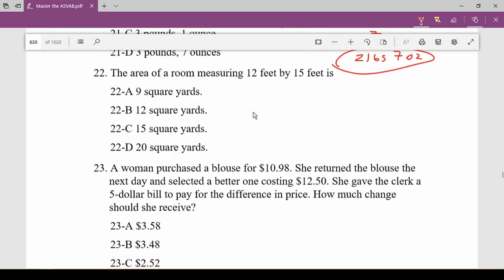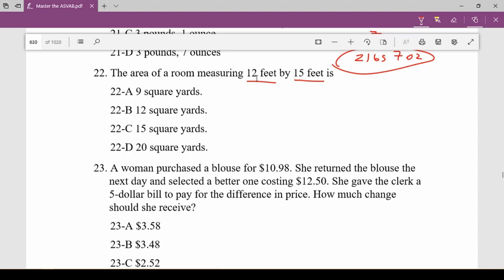All right, number 22. The area of a room measuring 12 by 15 feet is 9 square yards, 12 square yards, 15 square yards, 20 square yards. Again, we're going from feet to yards, so we got to make a conversion at some point.